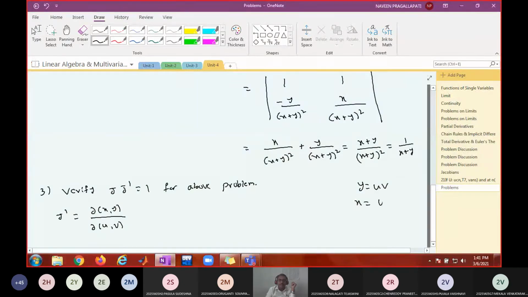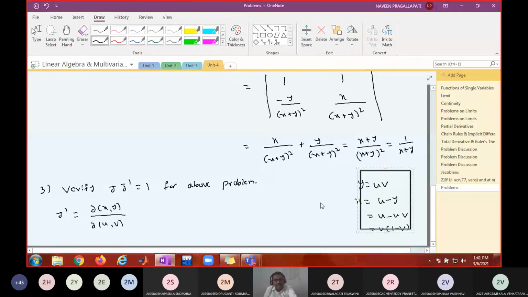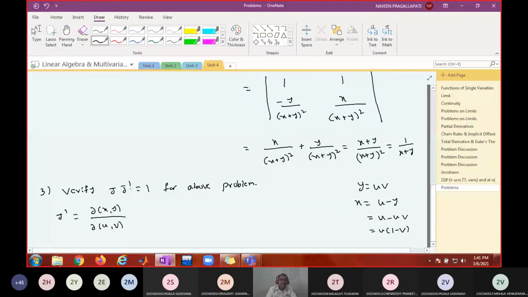u minus y. U minus y. That means what? U minus uv. That means u into 1 minus v. Is that fine? Therefore, you got x and y in terms of u and v. Therefore, you can find out the determinant. So dou x by dou u, dou x by dou v, dou y by dou u, dou y by dou v.